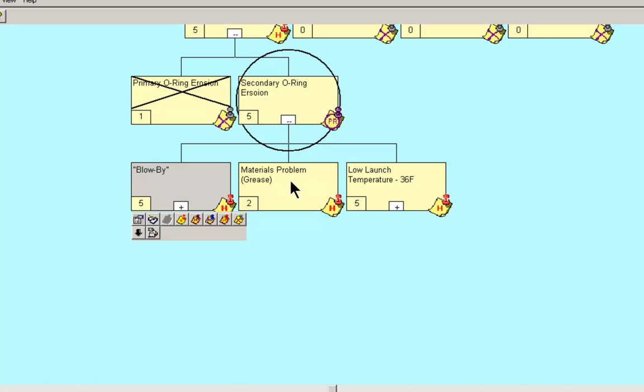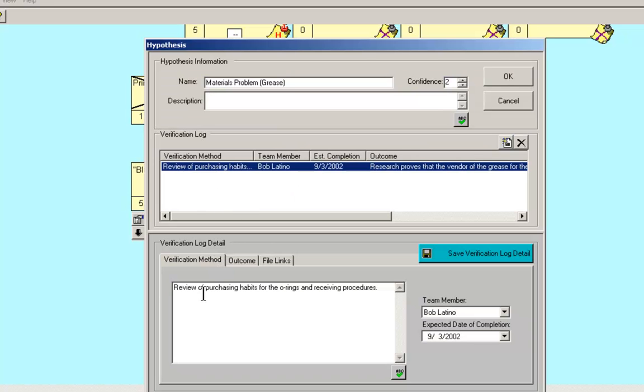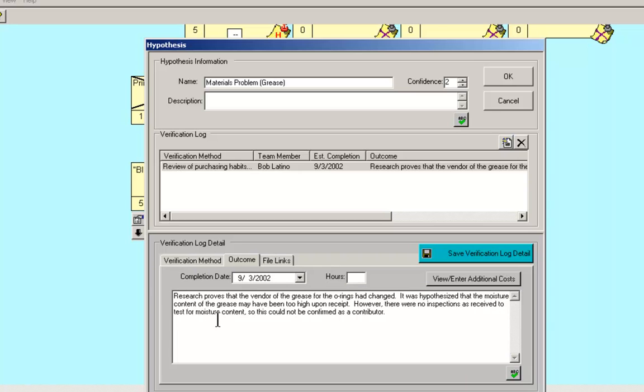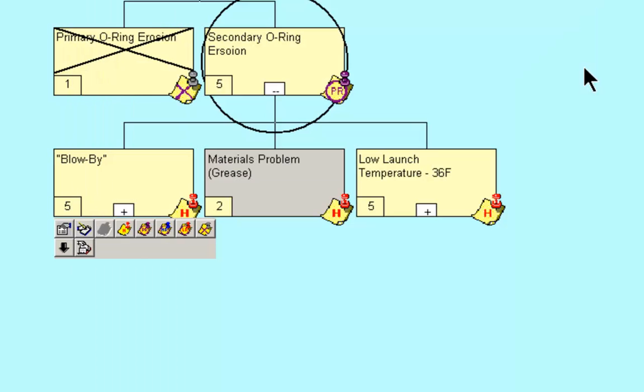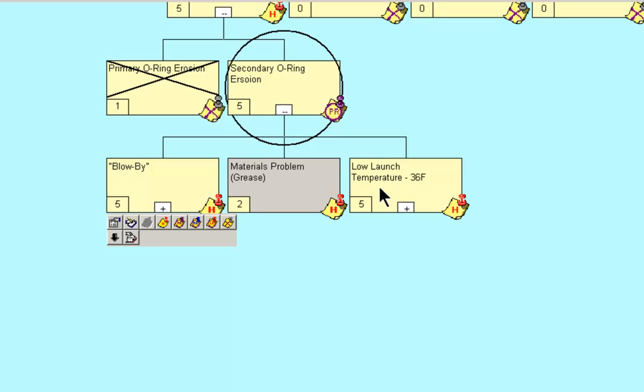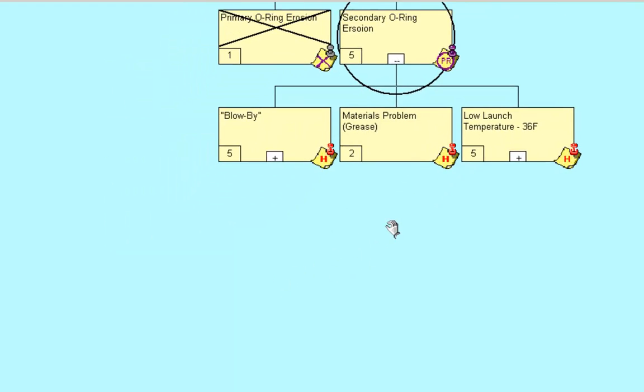A materials problem. I could have had a materials problem with the O-rings. The review of purchasing habits for the O-ring and the receiving procedures. Research proves that the vendor of the grease for the O-rings had changed. It was hypothesized that the moisture content of the grease may have been too high upon receipt. However, there were no inspections as they were received to test for moisture content, so this could not be confirmed as a contributor. That is the reason for the two here, meaning a low probability, is that they couldn't be conclusive about it with hard evidence. And that the launch temperature was too low for that day, and we'll go into that.